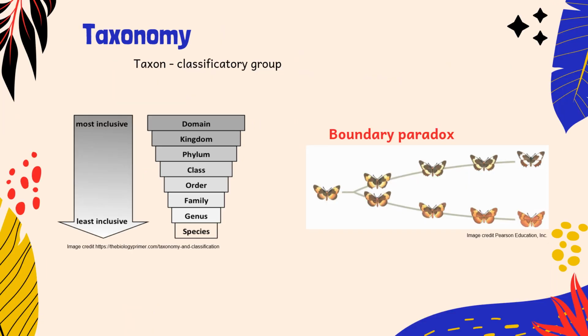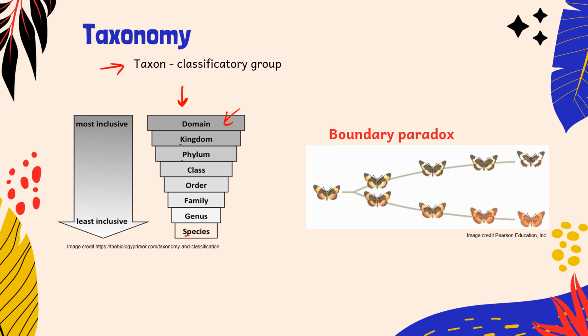We place the organisms into different groups. These groups are known as taxa. Taxon is singular, taxa is plural. They are classificatory groups. Taxonomy is the process of assigning organisms to those groups. We have a hierarchy of taxa shown here. Domain is the broadest, the most inclusive of our different taxa. And then we have kingdom, phylum, class, order, family, genus, species.